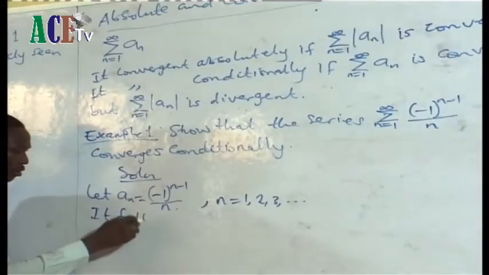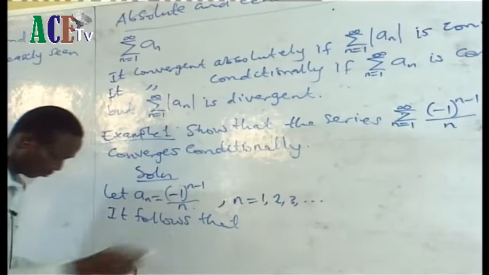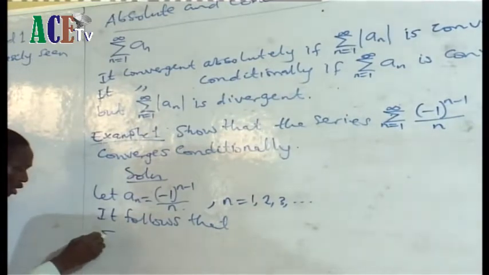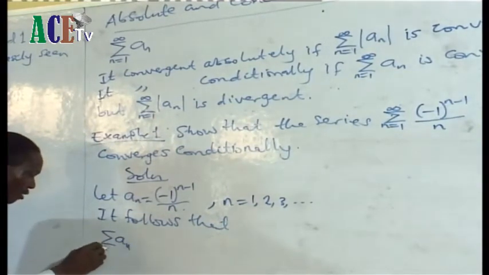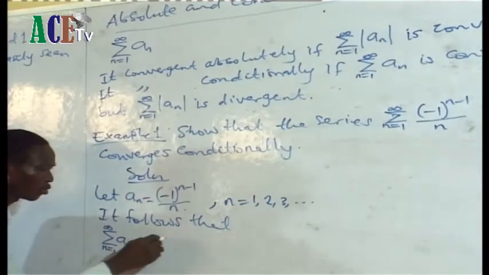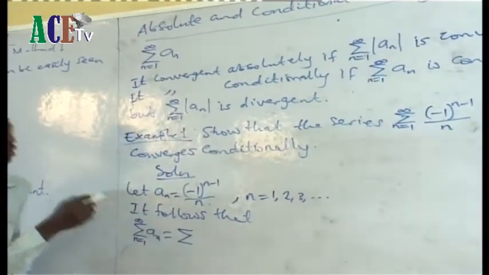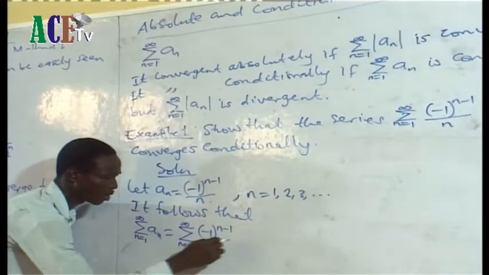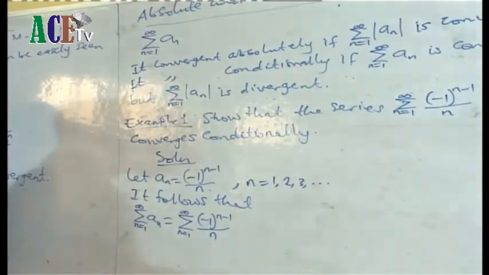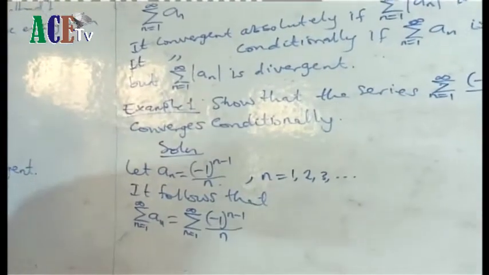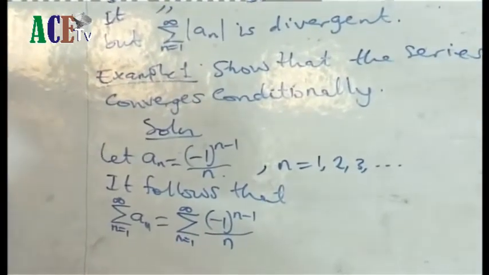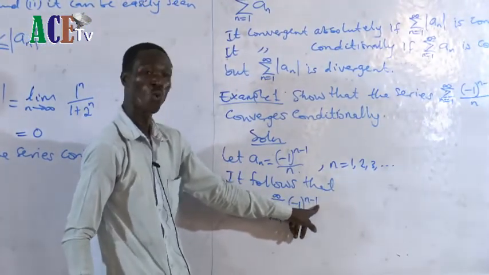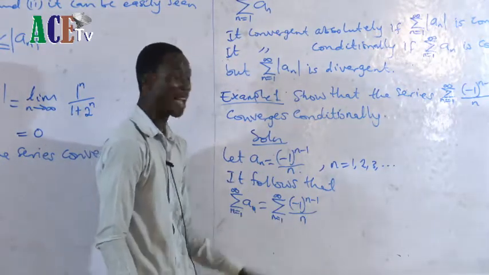Now, it follows that let me now say the summation of a_n from n equal to 1 to infinity is equal to the summation from n equal to 1 to infinity of (-1) raised to the power n minus 1 over n. Yes, that is the summation. Then what will be the sum? My n starts from 1. If my n is 1, 1 minus 1 will be 0. Minus 1 raised to the power 0 is 1, over n.